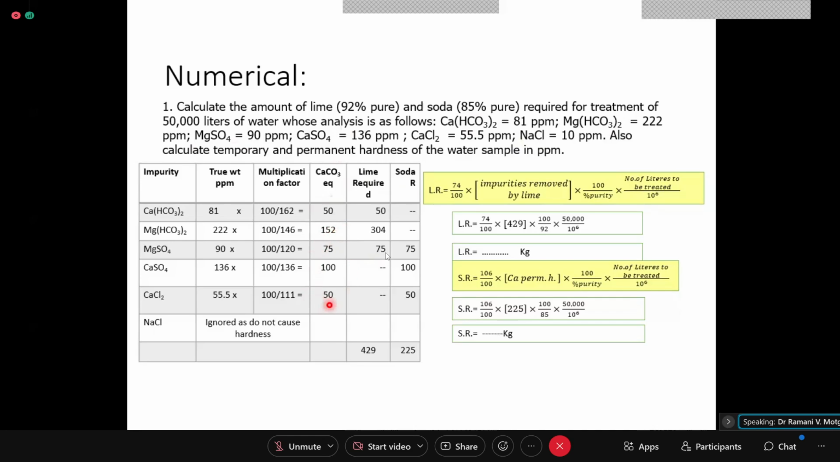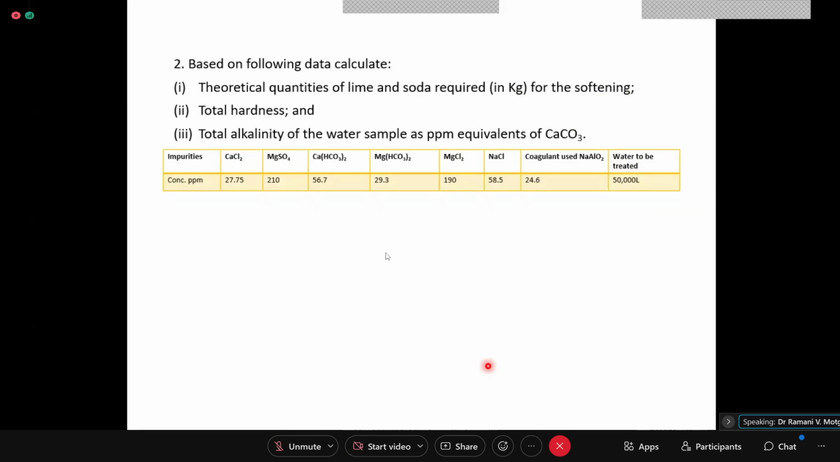Okay, the examiner who is checking the paper will understand why you have circled this, because you want to write permanent hardness. So circle this. So when you are finally writing the answer, you will never forget writing the answer as LR is this kg, SR is this kg, temporary hardness is 202 and permanent is 150, 225, right? So this is how at the end you can write the answer 1, 2, 3, 4. Things are clear? Okay. Coming to the next numerical.